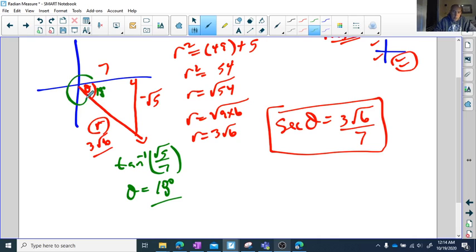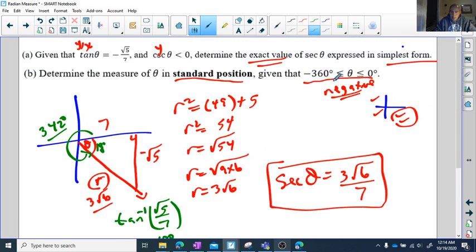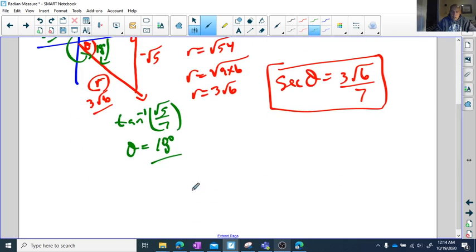So one answer would be 342 degrees. However, that is not the answer they're looking for. They want your angle to be between 0 and negative 360. So they want this angle to start this way and go this way. Well, that's going to be easy. It'll just be negative 18 degrees. So the angle they're talking about here is negative 18 degrees.